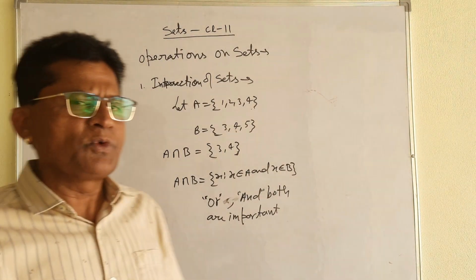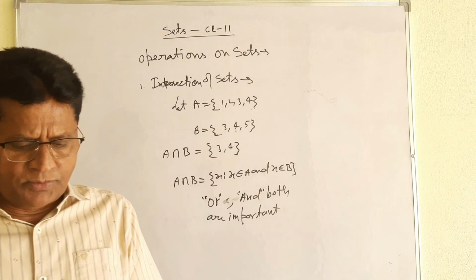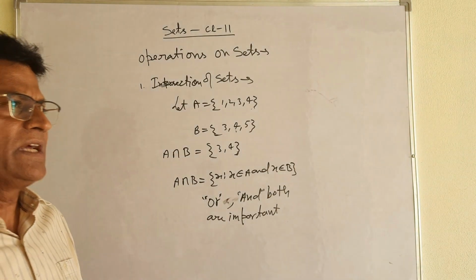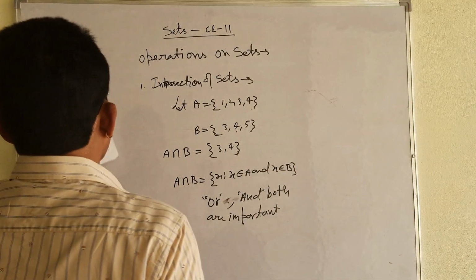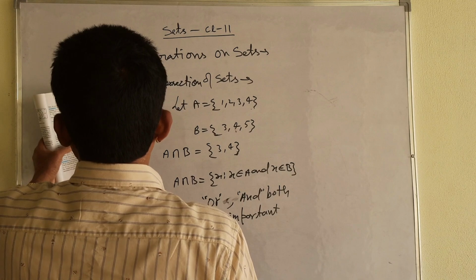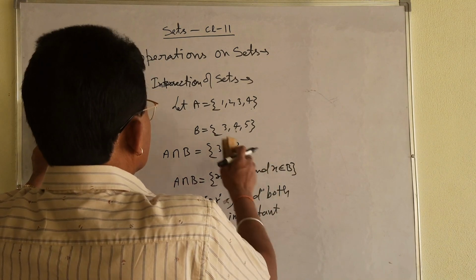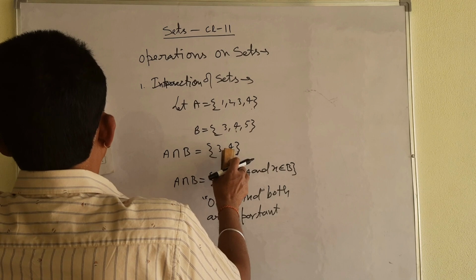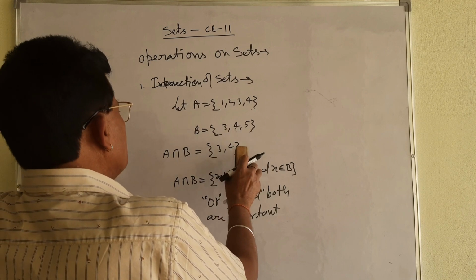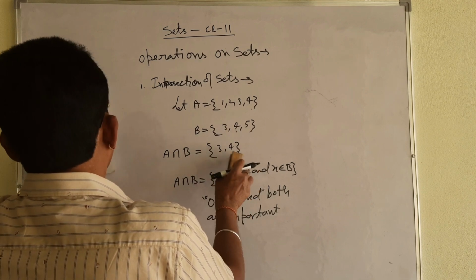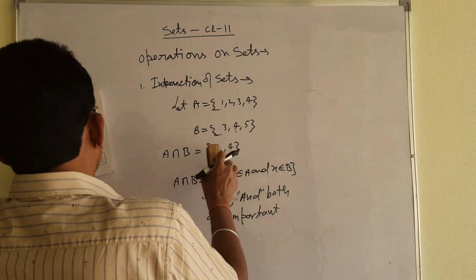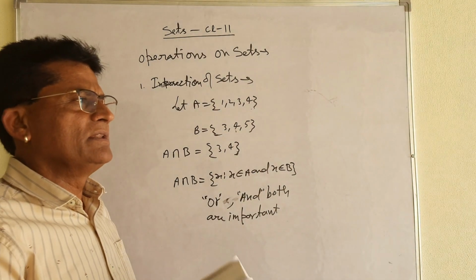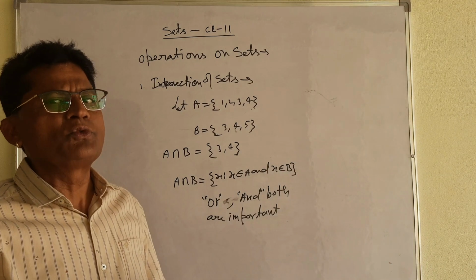Okay, intersection of two sets. I told you the definition of the intersection of the sets A and B. What will be the intersection of the two sets A and B? That is also a set. In which you will write the set of all those elements which are common in A and B, which belong to both A and B. Common, or belonging to both A and B, that is known as the intersection of two sets.